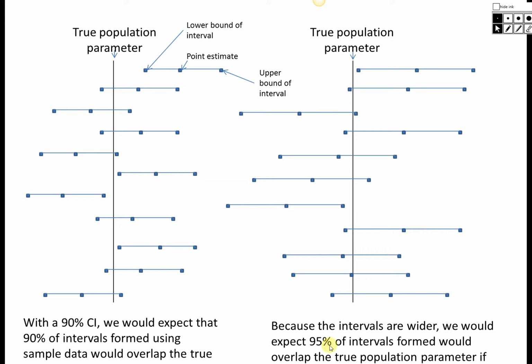Here's an example where we're forming a 95% confidence interval. With repeated sampling, you can see that the width of the intervals is larger, and so we have a greater probability that any interval that we form based on our sample data will overlap with the true population mean relative to the 90% confidence intervals. So if we form 95% confidence intervals, that means there's a 95% chance that any interval that we form will overlap with the true population parameter. But that does not necessarily mean that the true population parameter falls within the interval. Only that there's a 95% chance that the interval that we form from whatever sample would overlap the true population value.